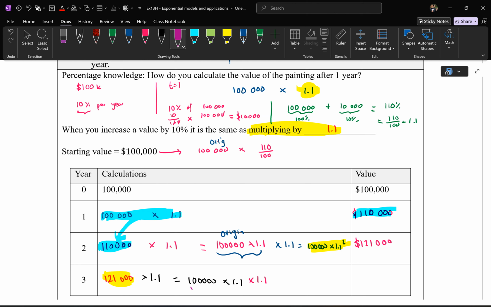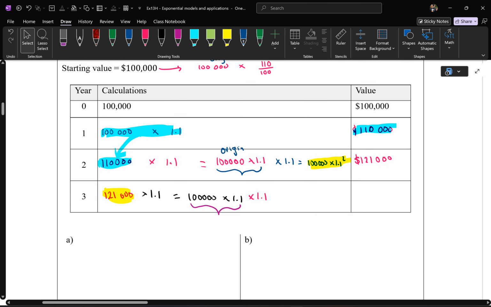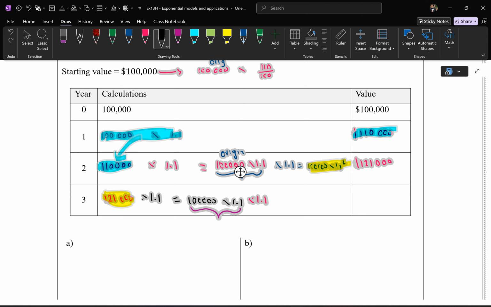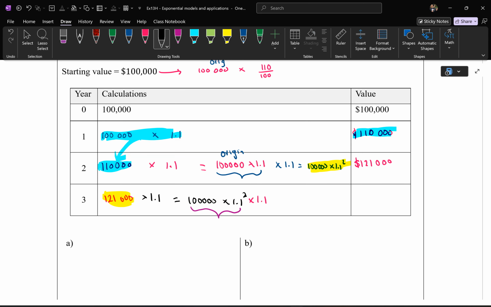So this is your 121,000. You see that? That's my 121,000 times by the extra 1.1. Whoops, sorry, I forgot this square here. But each time we do it, there's a repetition again. See that? 1.1 squared times 1.1. We know indices, same bases, add the powers. So your formula becomes $100,000 times 1.1 cubed. So that's for the third year.